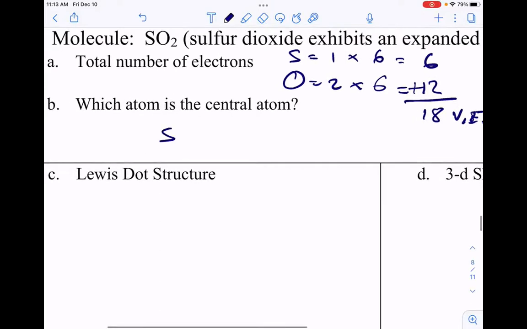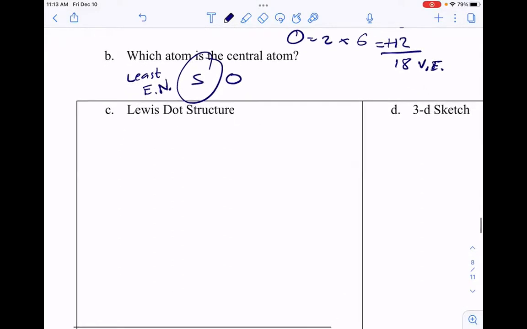Between sulfur and oxygen, what's central? Sulfur. For what reason? It's the least electronegative. So you guys can look at your electronegativity chart to determine that.